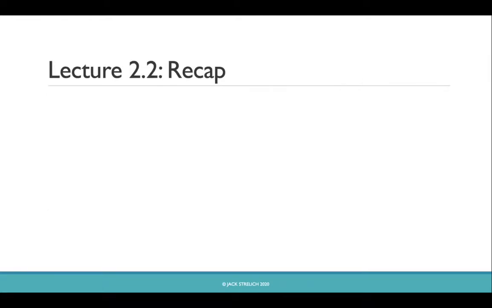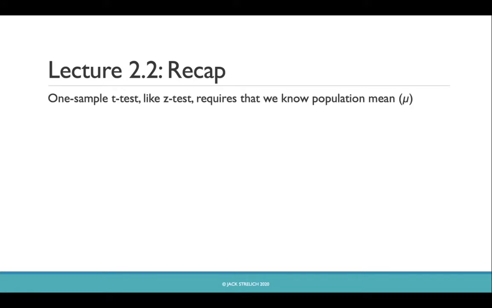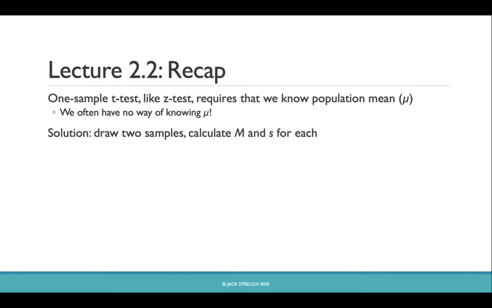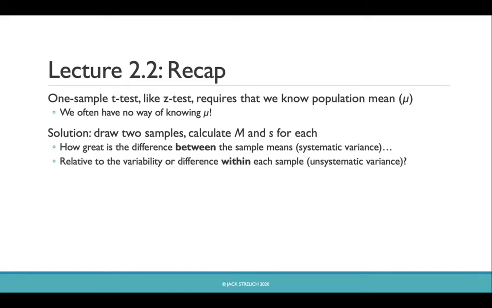I'll close this lecture by running over a brief recap of the material we covered. A one-sample t-test, like a z-test, requires that we know the population mean, mu. Unfortunately, we often have no way of knowing this value. One solution is to draw two samples, calculate the mean and the standard deviation of each, and then ask, how great is the difference between the sample means, the systematic variability, relative to the variability or difference within each sample, the unsystematic variability?